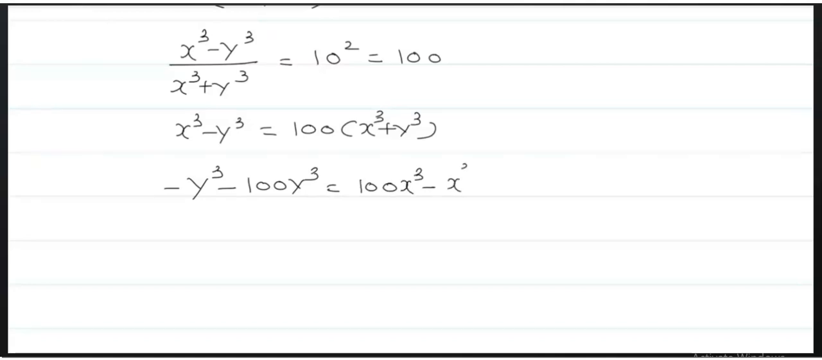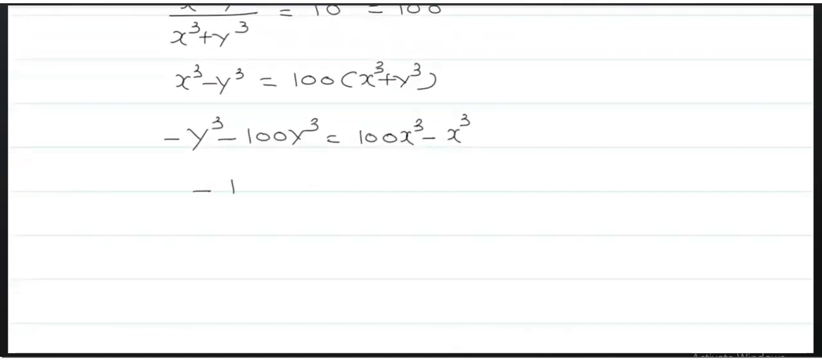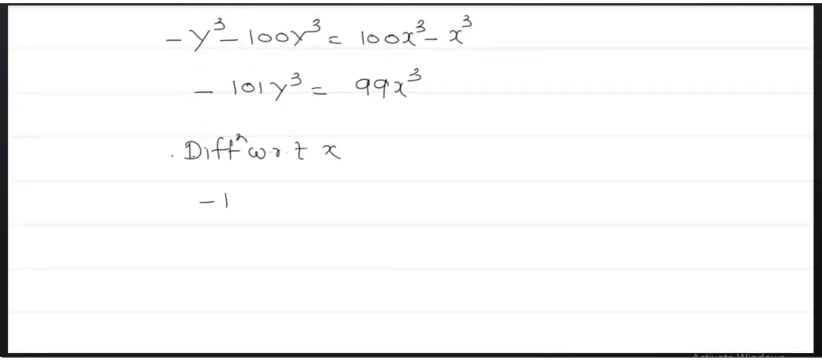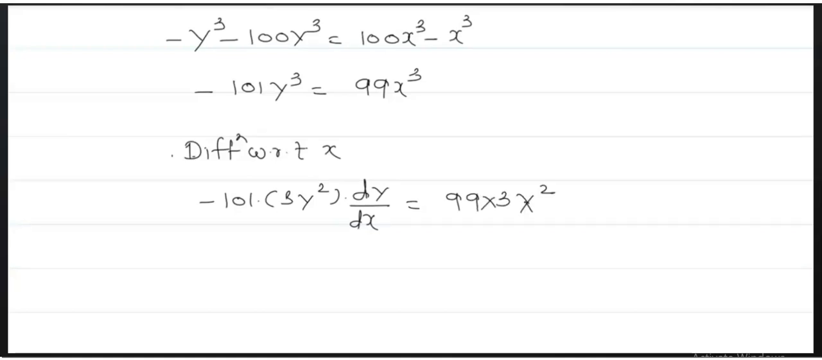Now we have here values. Collect the terms of x and y. Therefore, differentiate this with respect to x. 101y cube means what? 3y square into dy by dx is equals to 99 into 3 into x square.